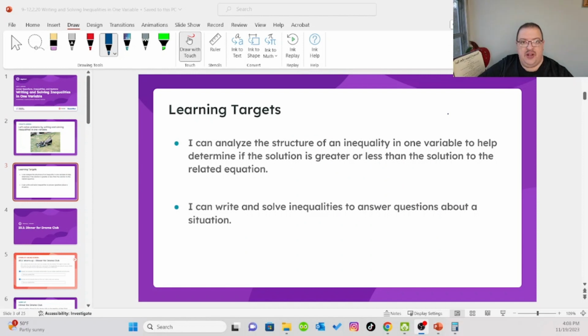We have two learning targets today. The first is that you can analyze the structure of an inequality in one variable to help determine if the solution is greater or less than the solution to the related equation. And your second learning target is that you can write and solve inequalities to answer questions about a situation. So as you take notes, these are the two things you want to take notes about or ask questions about if you do not understand them by the end of the lesson.